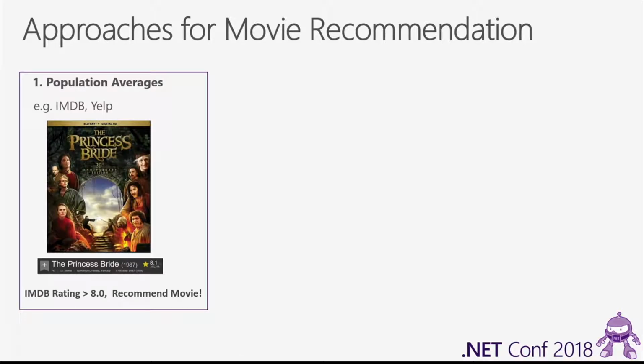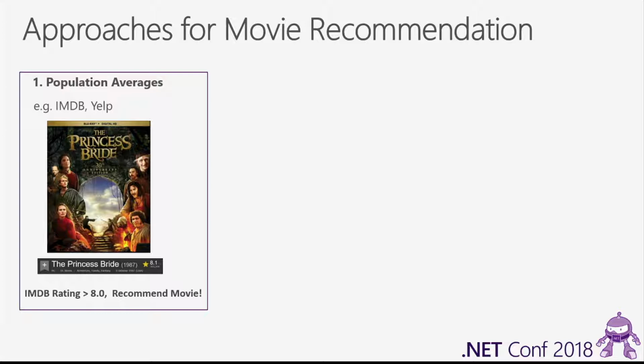The first approach there that you could take is population averages. So what we're doing in this approach here is that we pick a particular movie, and we take a look at that rating for that particular movie. So let's say that in this case we have The Princess Bride, great movie to watch, and we take a look at the rating for this movie, which is about 8.1 on IMDb.